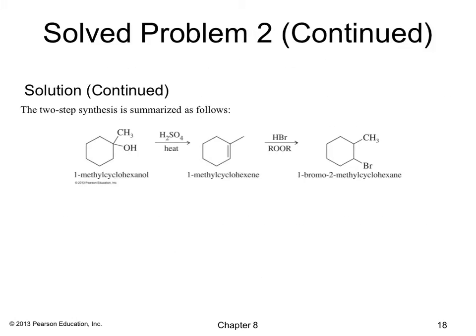So the two-step synthesis is as follows. You start off with 1-methylcyclohexanol. In the presence of sulfuric acid and heat, this will undergo E1 elimination, and then you have peroxides and HBr, which is addition, but this will give you the anti-Markovnikov product over here.